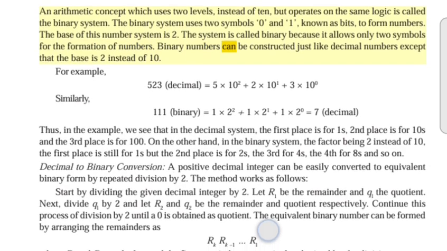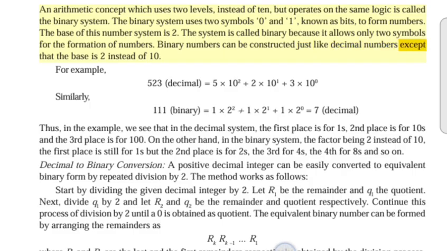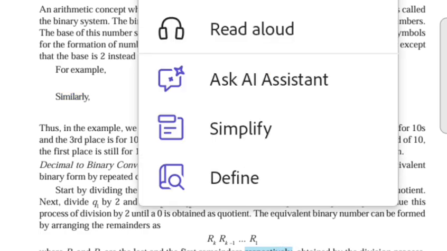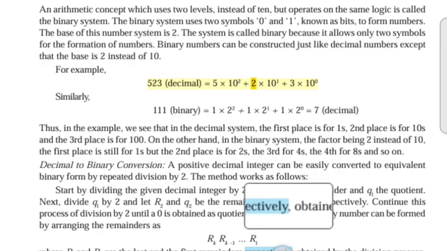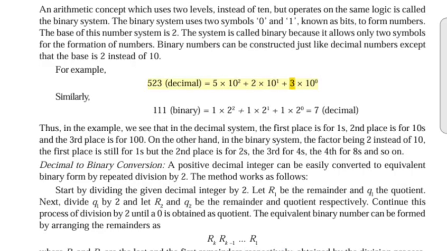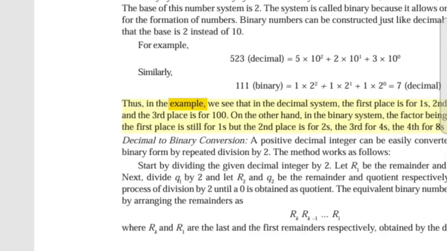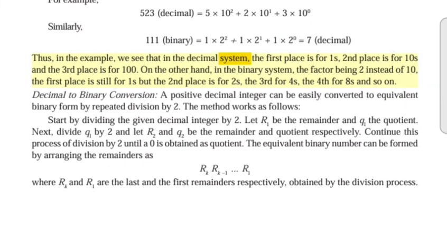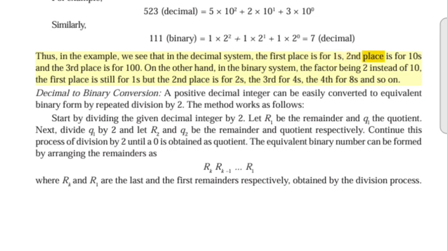Binary numbers can be constructed just like decimal numbers, except that the base is 2 instead of 10. For example, 523 decimal equals 5 times 10^2 plus 2 times 10^1 plus 3 times 10^0. Similarly, 111 binary equals 1 times 2^2 plus 1 times 2^1 plus 1 times 2^0, which equals 7 decimal. Thus, in the example, we see that in the decimal system, the first place is for ones, the second place is for tens, and the third place is for hundreds.